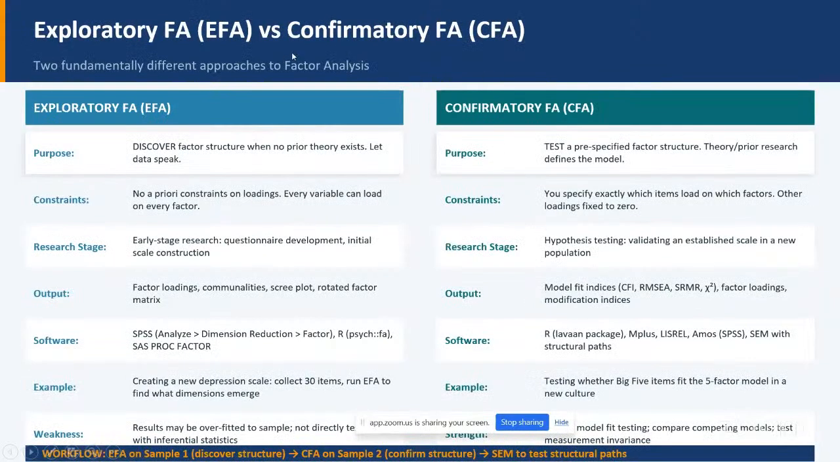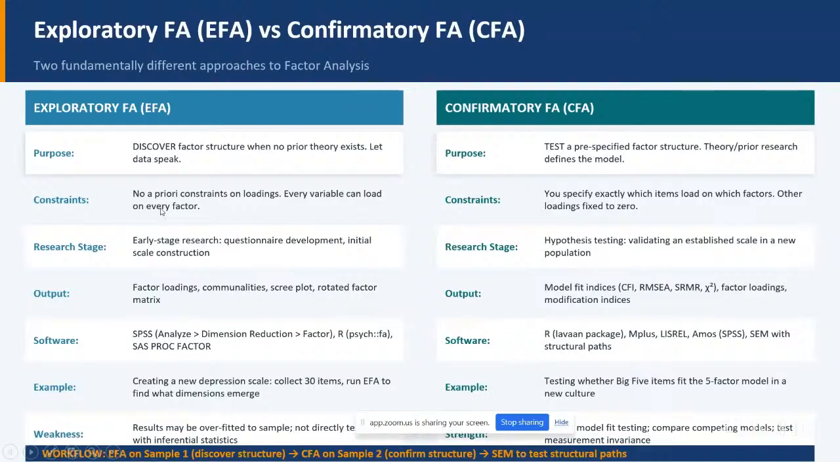So what is the difference between EFA and CFA? I have told you that in EFA you have to explore, and in CFA you have to confirm. So, what is the purpose of EFA? Discover the factor structure when no prior theory exists, let the data speak. Explore, just explore. And for confirmation, that is confirmatory factor analysis, test a pre-specified factor structure from theory or prior research. Like we have a prior hypothesis and we are just testing it.